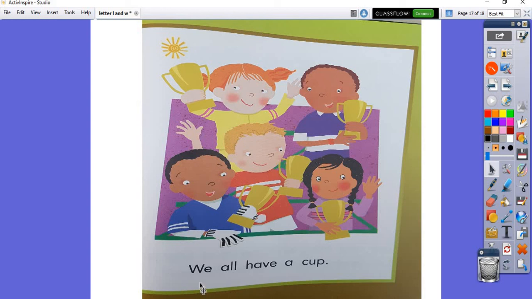Now let's read this sentence. We all have a cup. All these children, they have cups. Now how do you feel when you win the match and you have cups with you? We also feel happy, yes? They were playing and they won a cup.